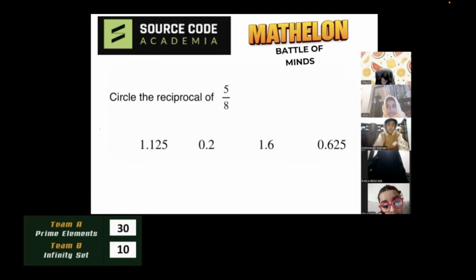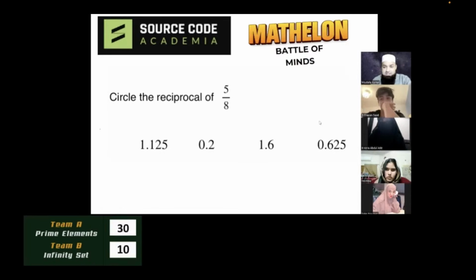Oh, it was very unfortunate. Your internet was slow and you haven't responded to this question. Otherwise, you would have clicked the buzzer, and of course you know the answer. But be careful next time and always respond on time. The correct answer is 1.6 because the reciprocal of 5 over 8 is 8 over 5, which gives us a decimal that is 1.6. Well done, Momina.